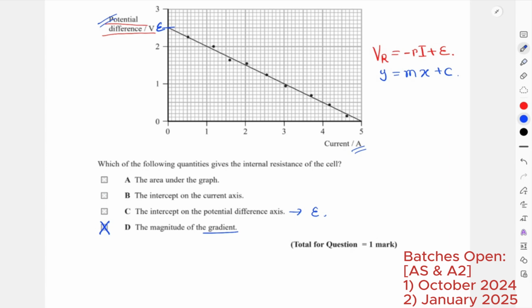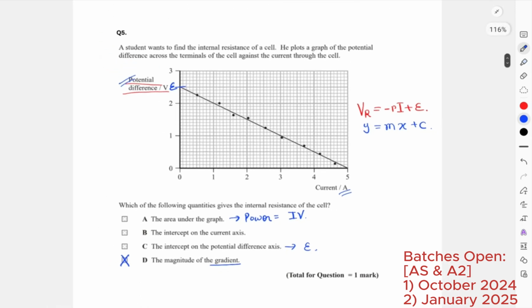For voltage and current, you get power. So part A, you get power. So IV. And the intercept on the x-axis indicates when voltage was zero, this was the current flow, which is completely not correct. So part B doesn't give you anything over here. Okay. So yeah, this is it for question 5.